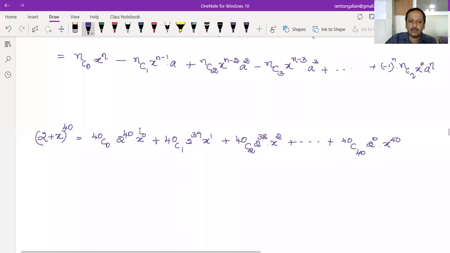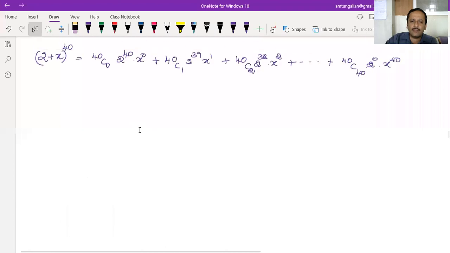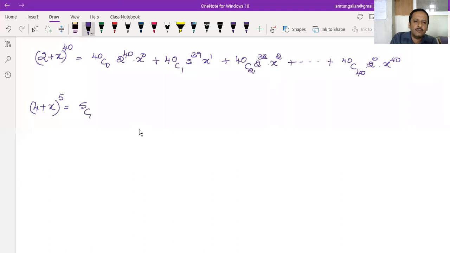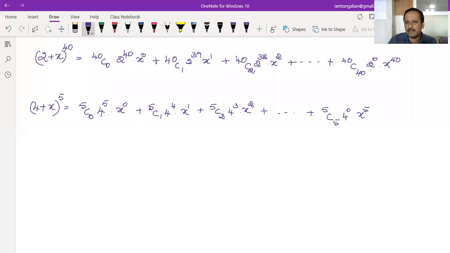Okay. Look at the next term now. What is the next term? 4 plus x whole power 5. 4 plus x whole power 5 is equal to 5C0 4 power 5 x to the power 0 plus 5C1 4 to the power 4 into x to the power 1 plus 5C2 4 cube x square plus etc. Last term will be 5C5 4 power 0 into x power 5.